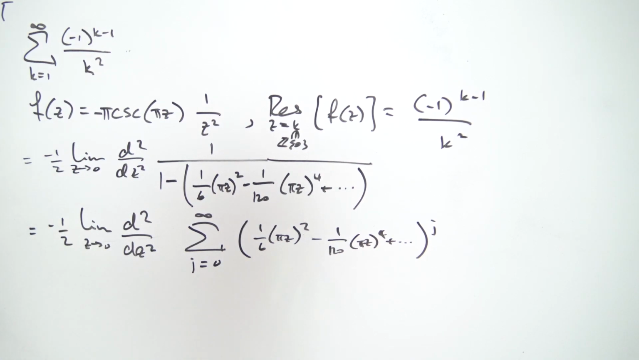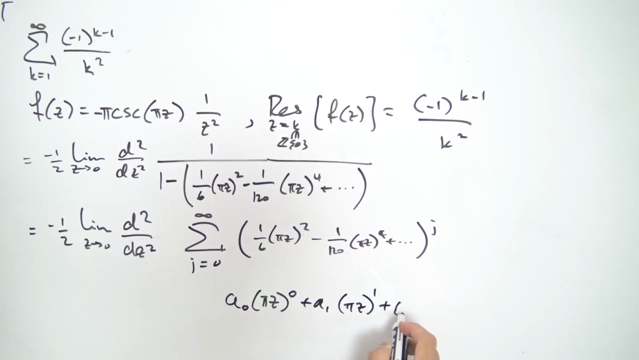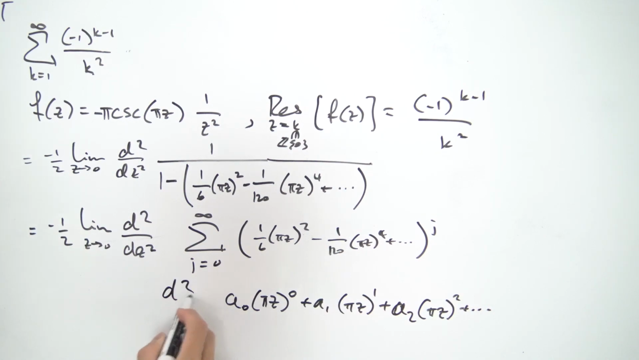And I want you to notice one thing. Whatever this series becomes, we can always write it in the form a0 times pi z to the 0, and then we have plus a1 times pi z to the 1 plus a2 times pi z squared plus dot dot dot. So we always have some kind of constant and then our argument in this case, which is pi z to each of those powers. And notice that we're taking the second derivative of this thing.